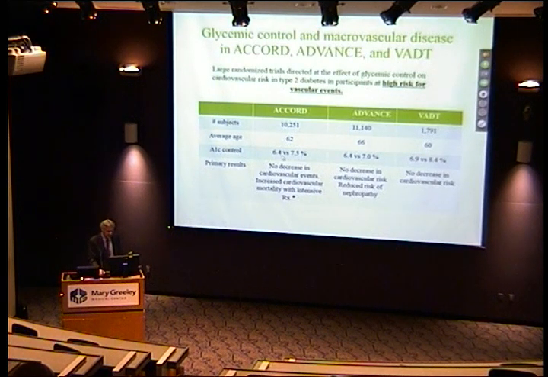The idea was the same for glycemic control. We achieved 6.4 versus 7.5 randomly assigned patients. In the ADVANCE, 6.4 versus 7, or 6.9 versus 8.4. Now, none of these studies showed any benefit in terms of preventing cardiovascular events, which was interesting. Now, these patients were at much higher risk for vascular events than the younger patients in the DCCT or in the UKPDS.